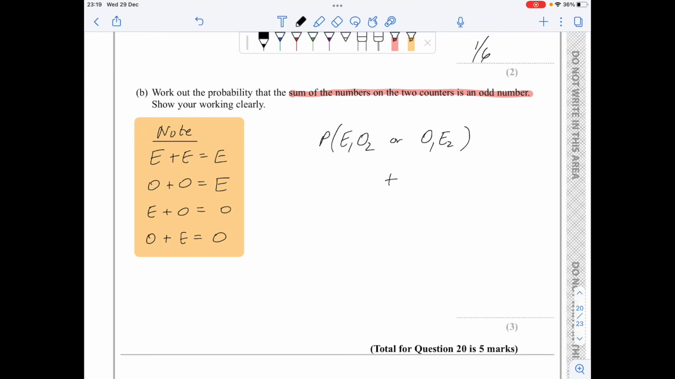Now, I have 4 even numbers out of 9, and once I remove an even number, there are 8 numbers left. 5 of them are odd, plus the other combination. There are 9 counters, 5 of them are odd. Once the first one is removed, there are 8 left, 4 of them are even, and when you do this multiplication, you get 5 over 9, which is the required probability.